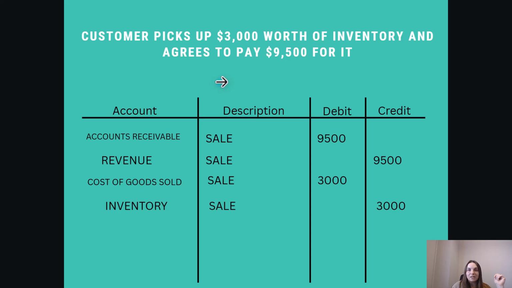The customer picks up $3,000 worth of inventory and agrees to pay $9,500 for it. We have accounts receivable increasing. We have a debit here because accounts receivable is an asset. Assets have normal debit balances, so we increase it with a debit. Revenue is going to increase. Revenue accounts have a normal credit balance, so we will credit it to increase it by $9,500. Cost of goods sold is going to be increased. This is an expense account. Expense accounts have normal debit balances, so we've debited it. Inventory is an asset. It has a normal debit balance. We are going to credit it to decrease it.